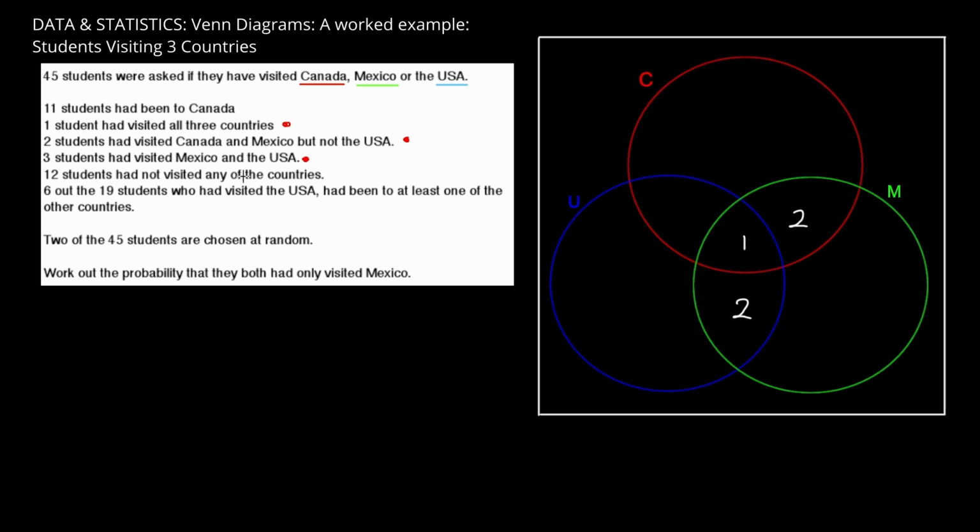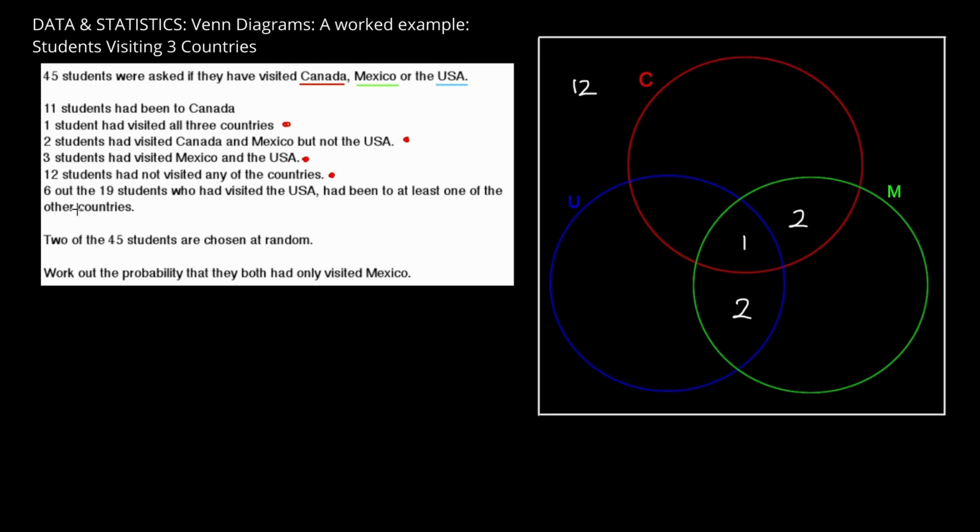Now what have we got? 12 students had not visited any of the countries. Oh, well, that's fairly easy. I can put 12 out here, outside all of the 3 rings of either Canada, Mexico, or the USA. 12 students didn't visit any of them. So we've done that one as well.